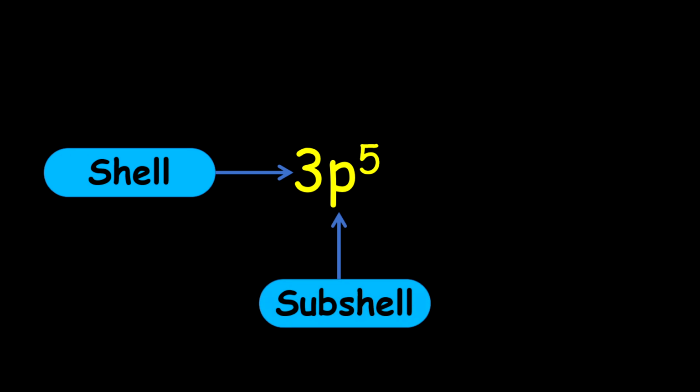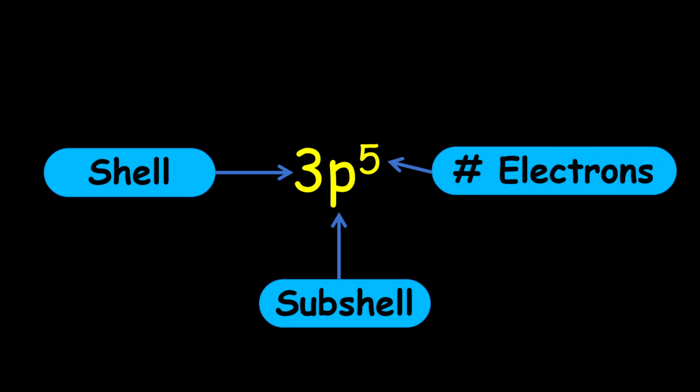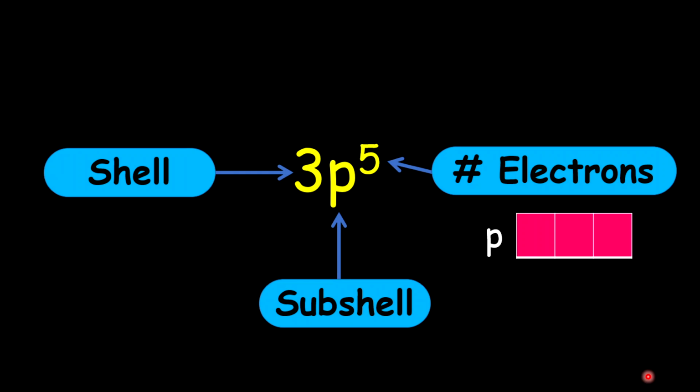And so P, which is a subshell, and remember, the first is S, then P. So this is the second subshell. And then we have our number of electrons. P can hold a maximum of 6, but in this example, there are only 5 electrons. And so let's put it together. If we have 5 electrons, just organize them to see how they look. So this is a P, and there are 3 orbitals, and so therefore it could be a total of 6, but for this we only have 5.